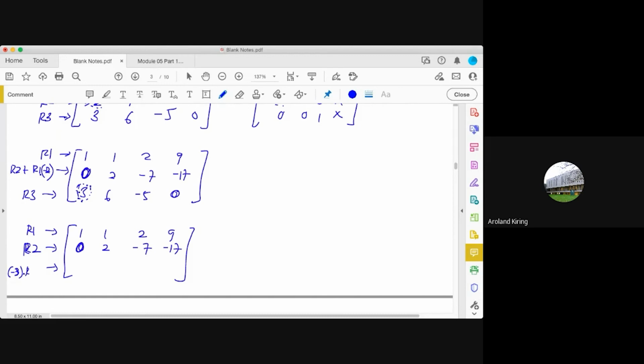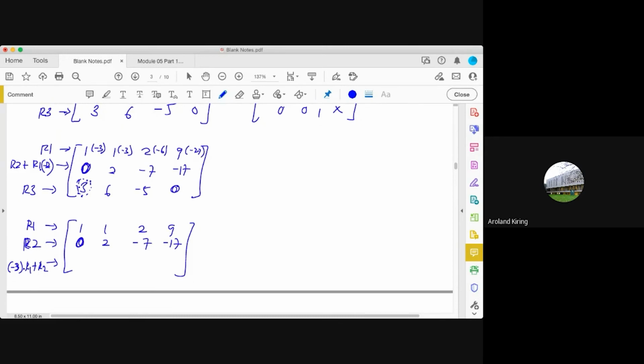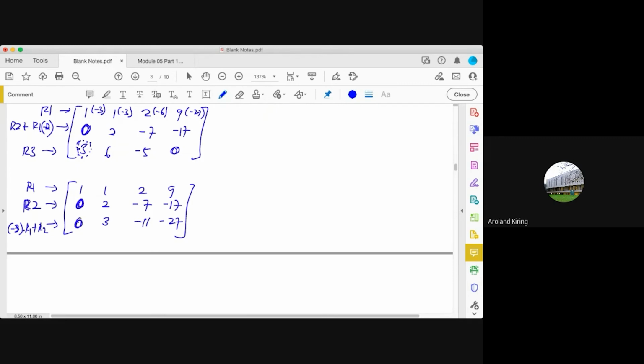Multiply row 1 and add it to row 3. So your row 1 you multiply with -3, you got this -3, and this one also -3, this -6, you have this -27. That should change this one to become 0, this one 3, this one -11, and this is -27. Okay, so you have these two become 0.